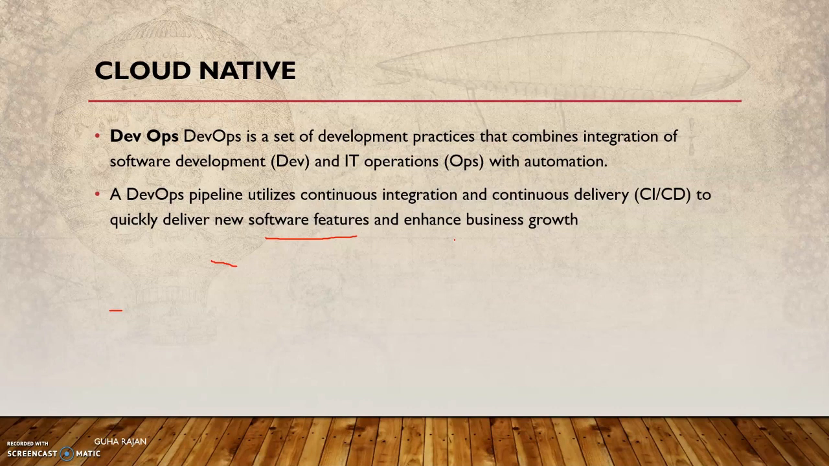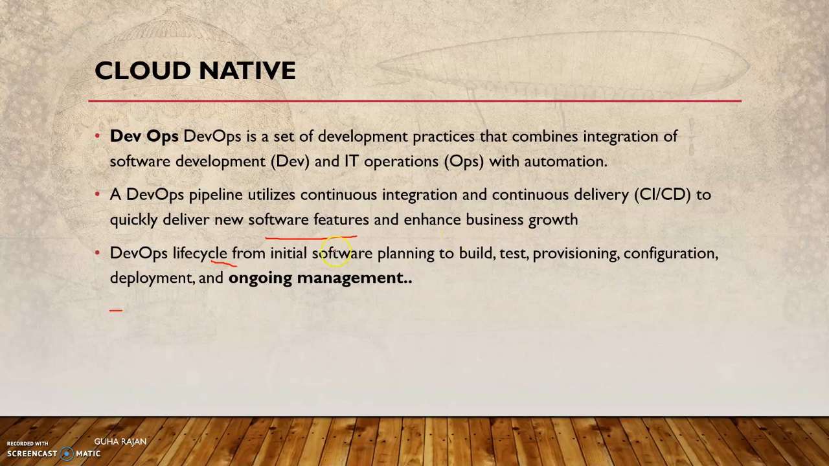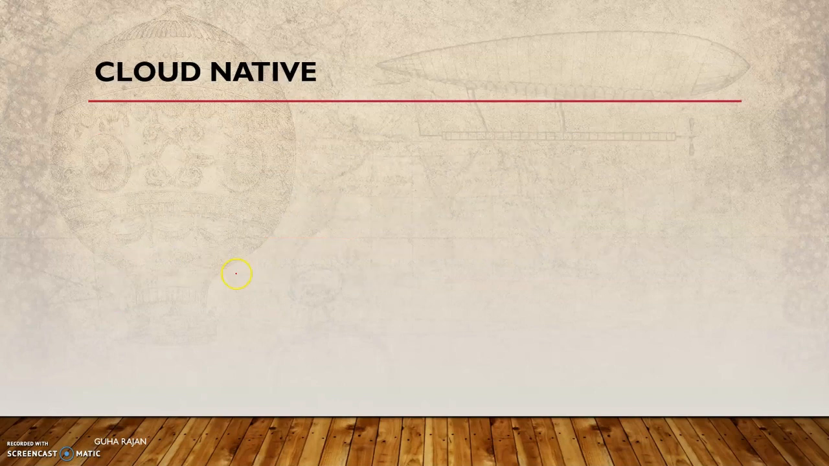The sprint is a development process that can be anywhere between a 1 week to 3 weeks interval. The development happens, and then again it goes into integration or deployment. So DevOps is, I would say, a refined process of what we had as Agile. The DevOps lifecycle goes from initial software planning to build, test, provisioning, configuration, deployment, and ongoing management. So it is kind of a spiral, and the process is going to repeat again and again.